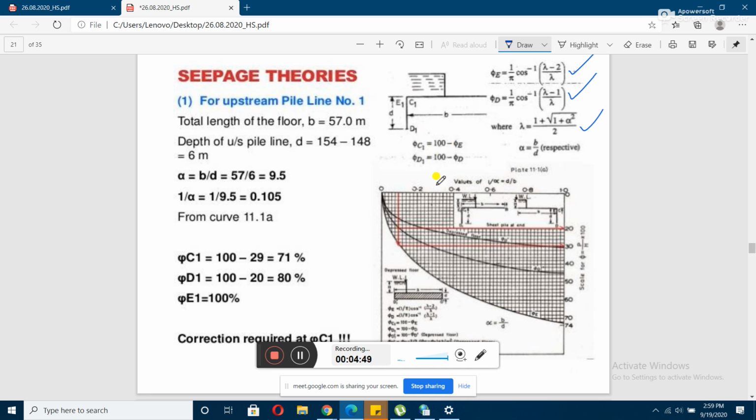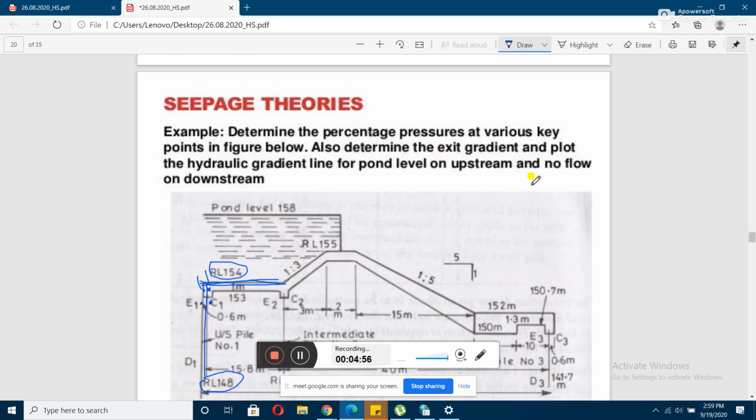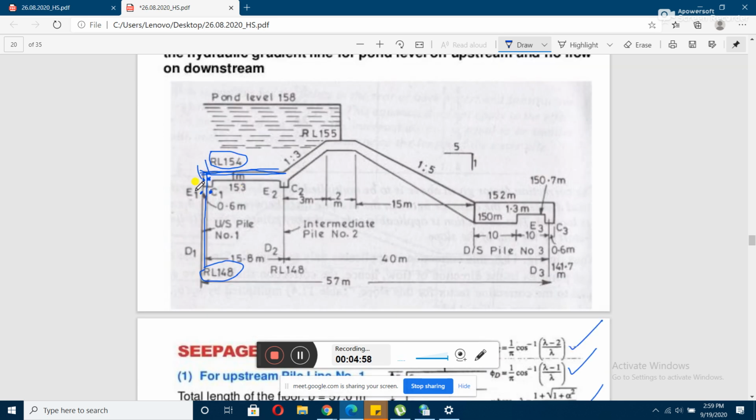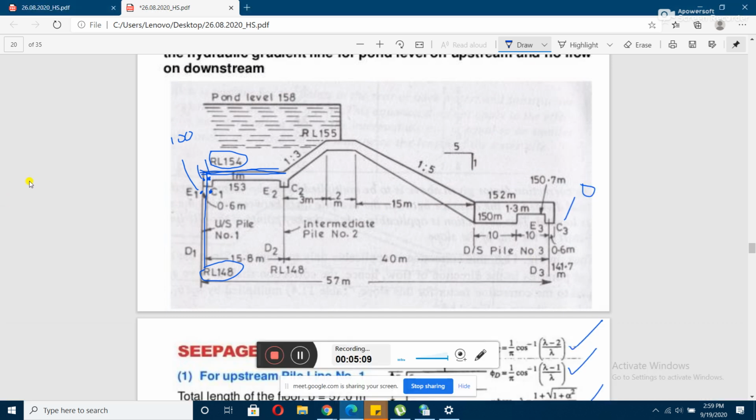So this is the formula based approach of it. And you already know at the extreme points, it has been mentioned in the question that there is no flow on the downstream. So at this point it will be 100 because there is no loss here, and at this point it will be 0. These two are already known to us, right?